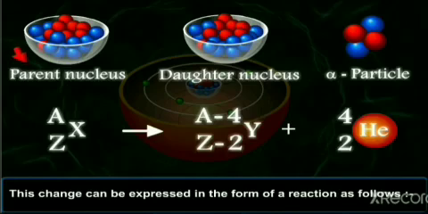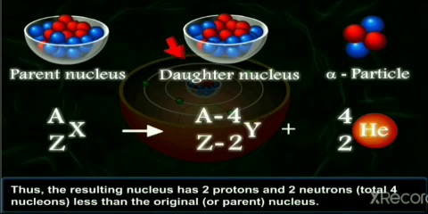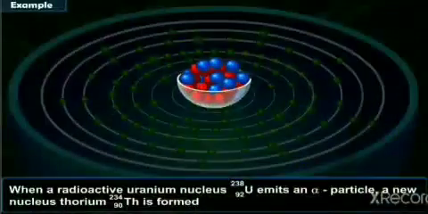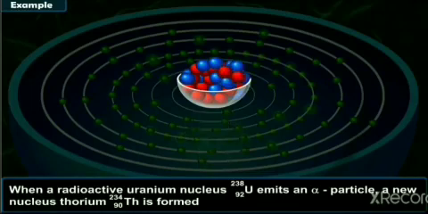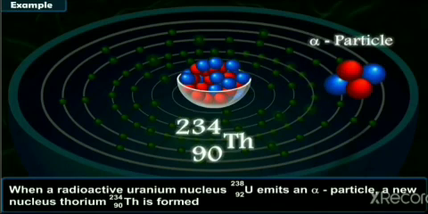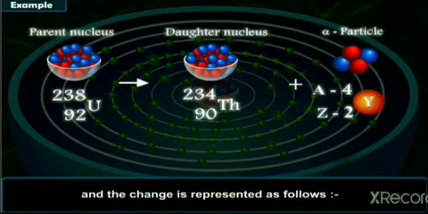X(A,Z), the parent nucleus, gives Y(A-4,Z-2), the daughter nucleus, plus He(4,2), an alpha particle. Thus, the resulting nucleus has 2 protons and 2 neutrons, a total of 4 nucleons less than the original or parent nucleus. Example: when a radioactive uranium nucleus U-238-92 emits an alpha particle, a new nucleus, thorium Th-234-90, is formed and the change is represented as follows.